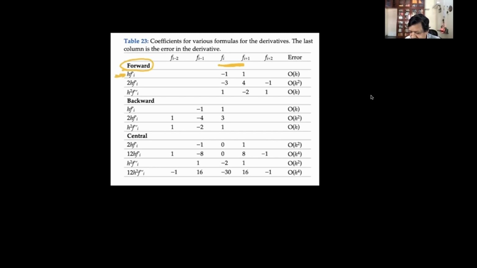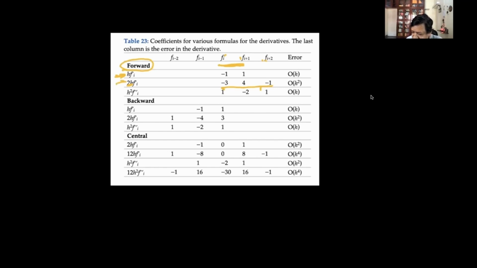With 3 points, so now I have 3 points, 1, 2, 3. Then I again derive the formula. In fact, it is -3 for the first point, 4 for the second point, and -1 for the third point, divided by 2h. That's how we read it. So just take the weights for each f_i from the table and divide by whatever is on the left.